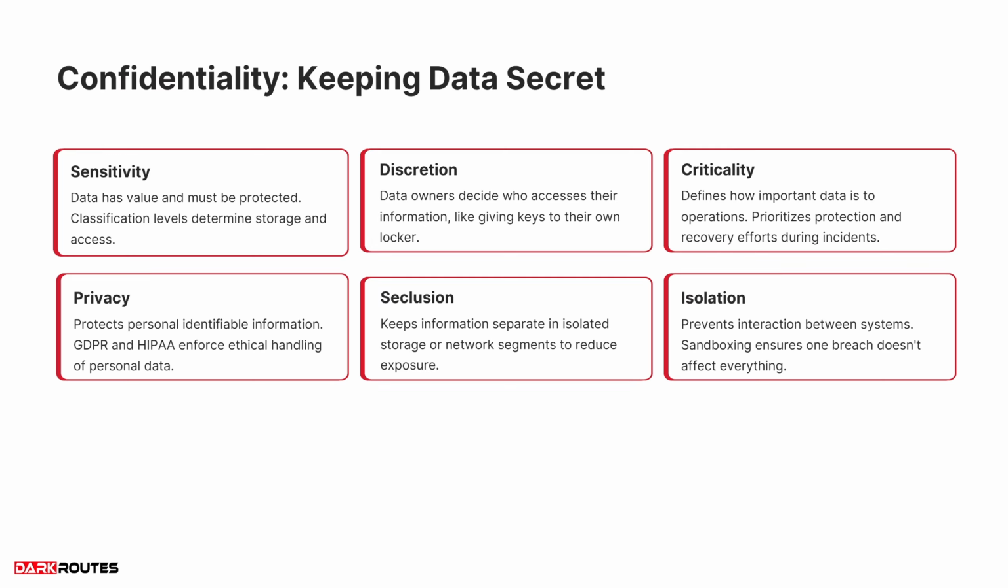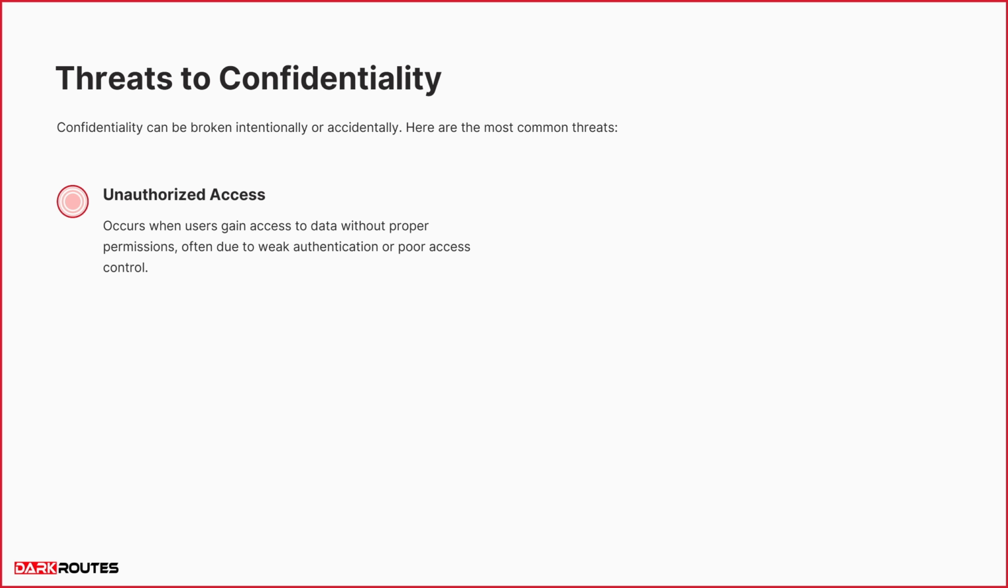Now that we have learned what confidentiality means and what supports it, let's talk about the threats to confidentiality. Threats to confidentiality can come in many ways, sometimes intentionally, sometimes by accident. Let's look at the most common threats: unauthorized access. This happens when someone gains access to data without permission, like a hacker exploiting a password or even an insider viewing files that they are not supposed to see. For example, if an employee can see the payroll data of other departments, that's a breach of confidentiality.